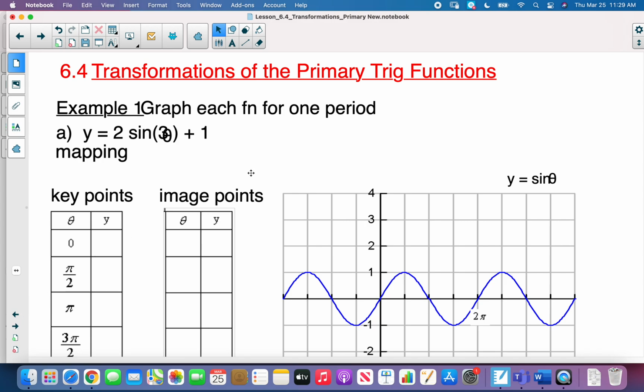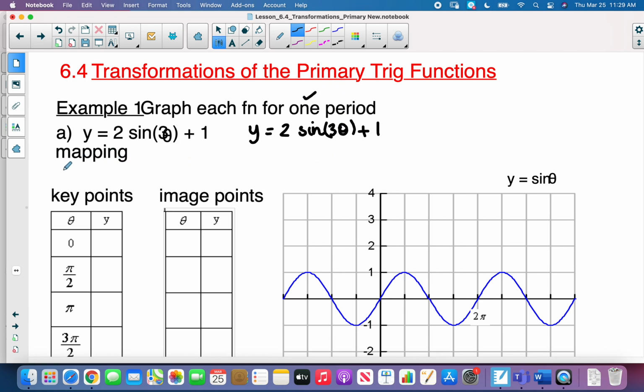So let's look at this question. It's not very clear over here. This is y equals 2 times sine 3 theta plus 1. Okay, so that is the function that we have to graph, and we have to graph it for one period.